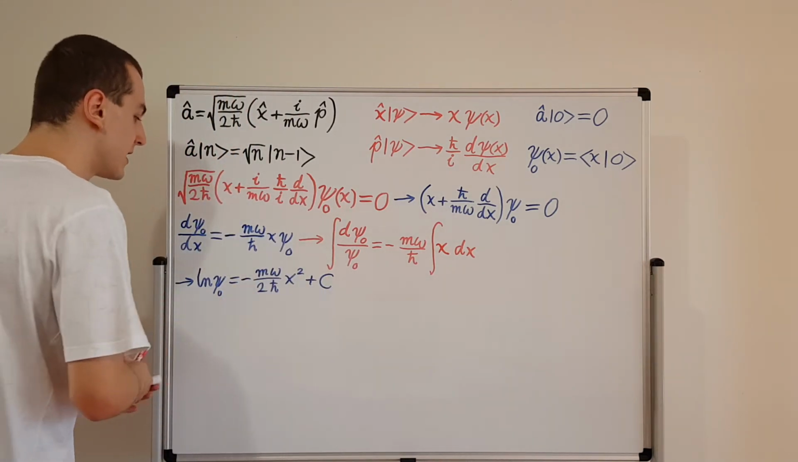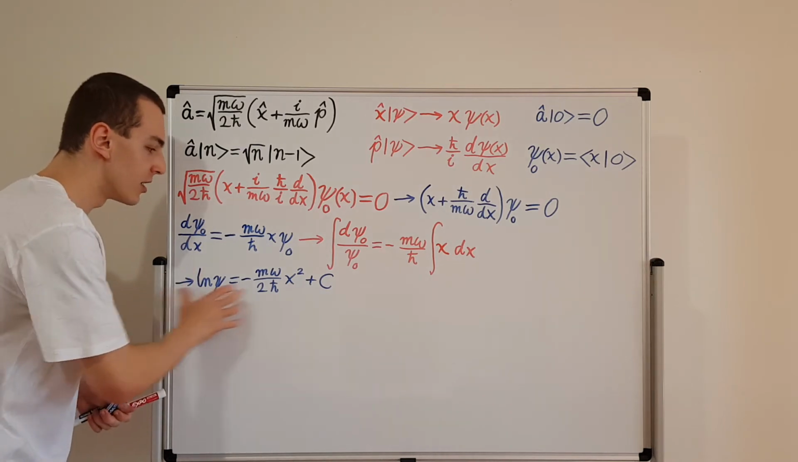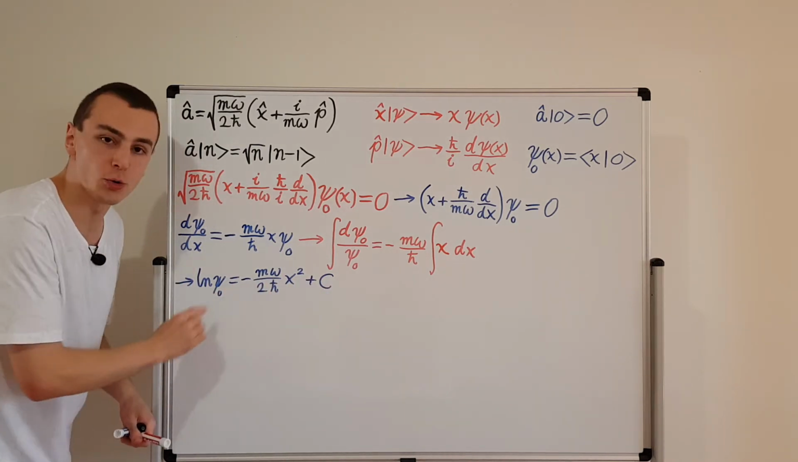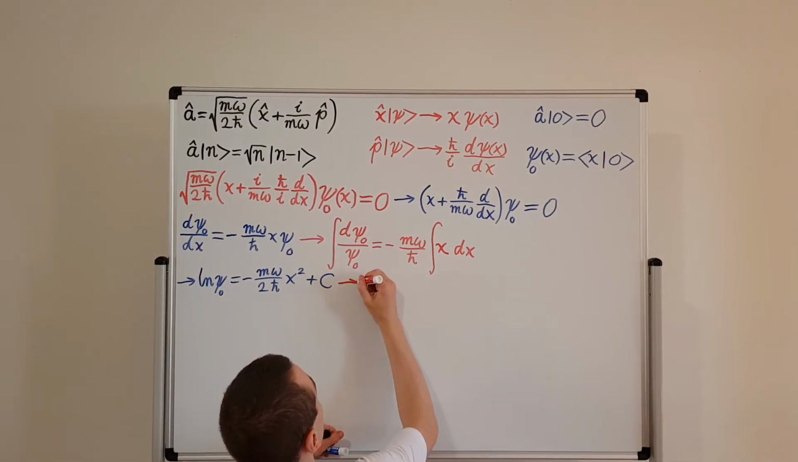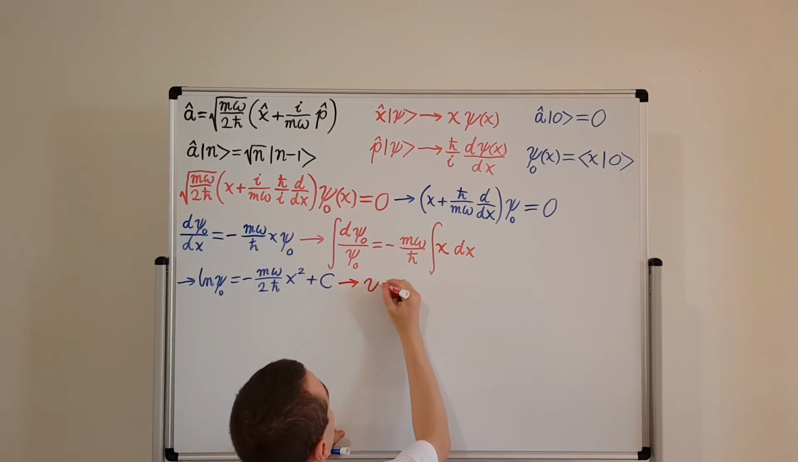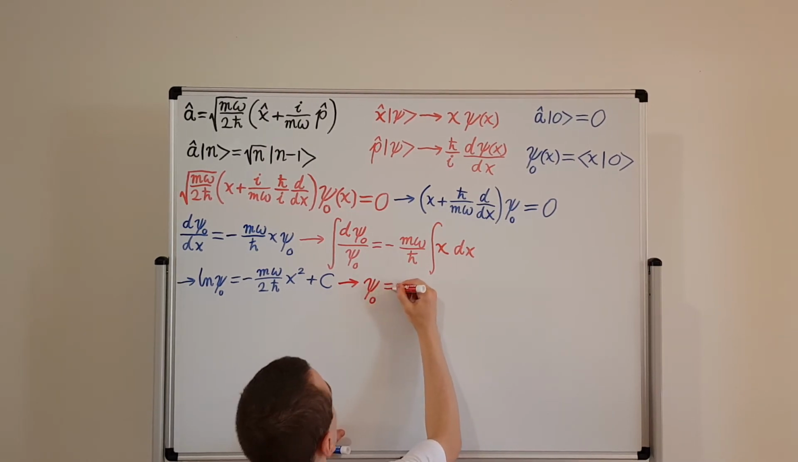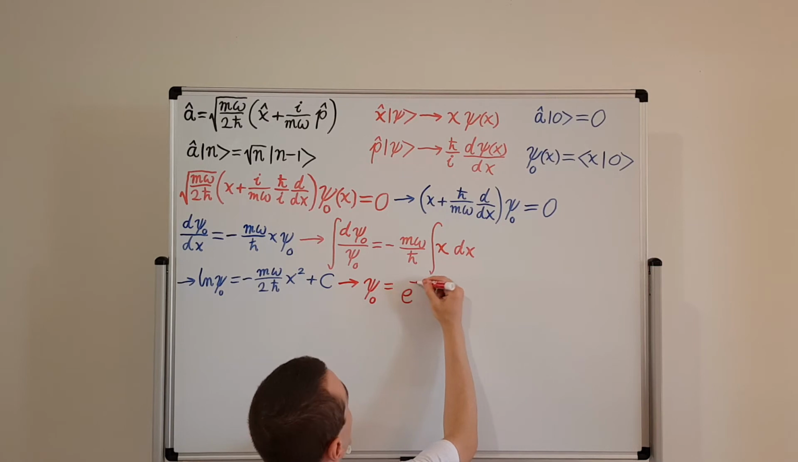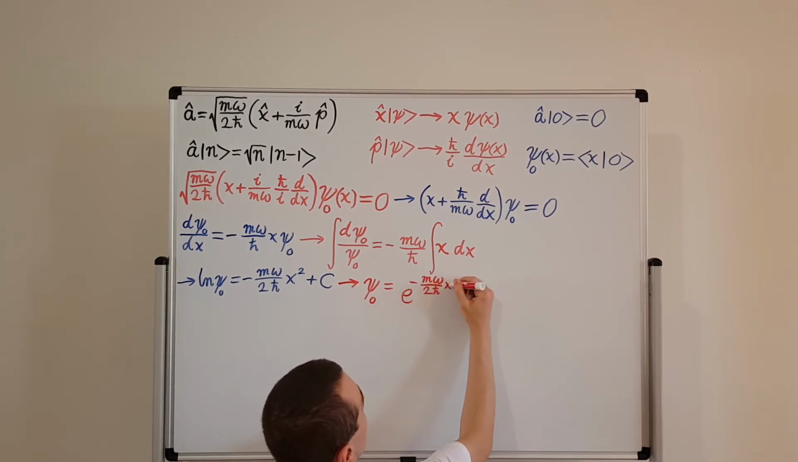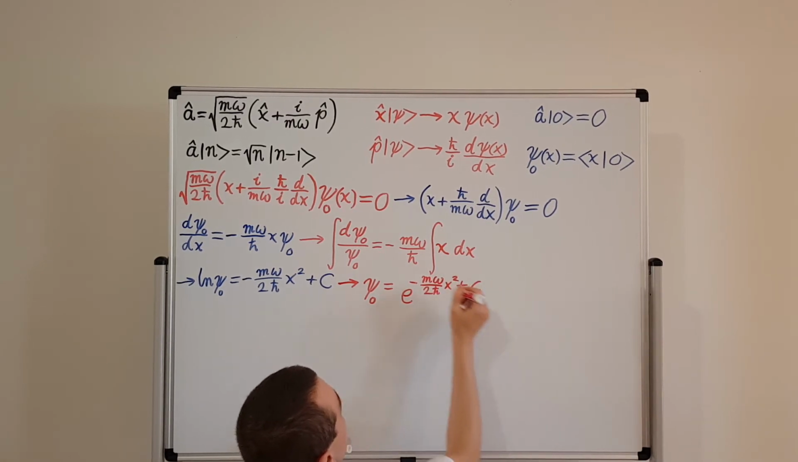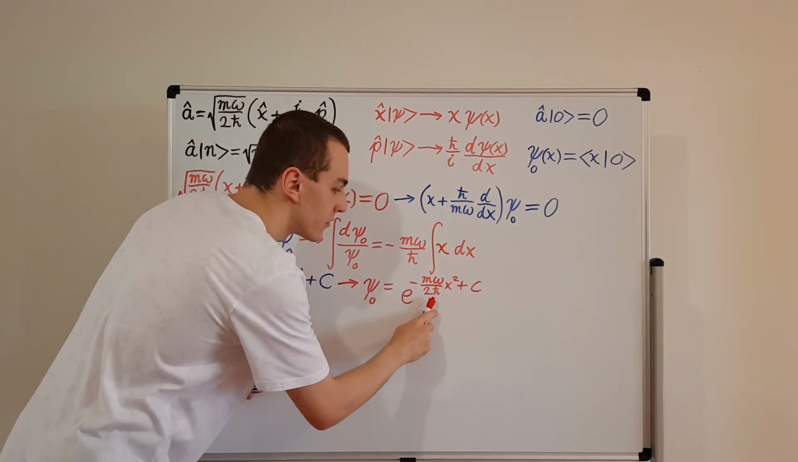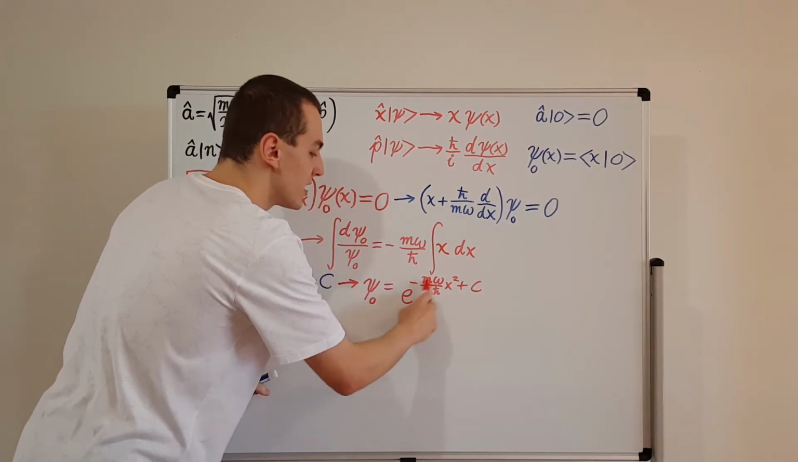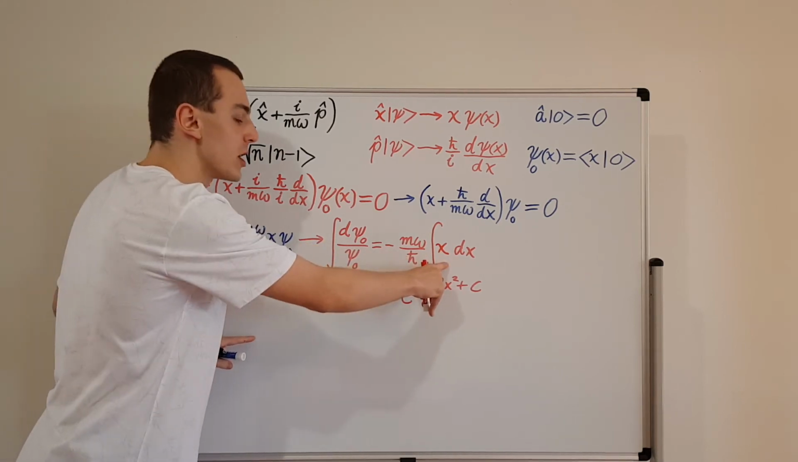What can we do to this equation? Well, we can exponentiate both sides, and that's going to get rid of this natural logarithm. So if we get rid of that natural logarithm by exponentiating both sides, then what we're going to have is psi naught is going to be equal to e to the minus m omega on 2h bar x squared plus c. So I've just exponentiated both sides. Now, one thing I want to be very clear is we have a factor of 2 over here that has emerged. So this factor of 2 has actually come from the integration step.